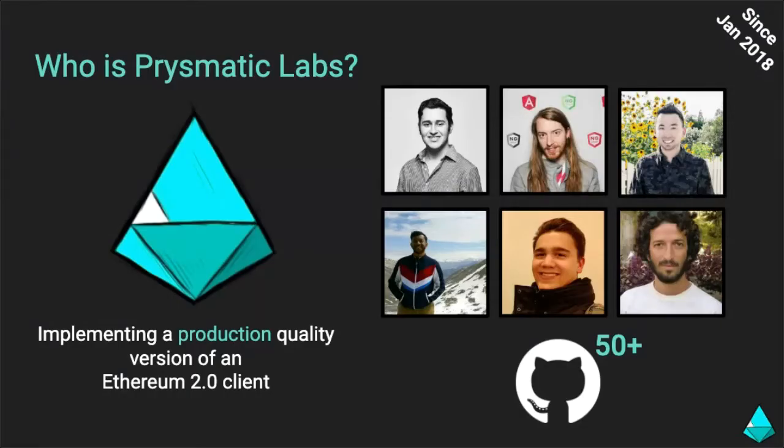Prysmatic Labs is a team of 6. We are implementing a production quality ETH2 client in Go. There's Raul, Preston, and myself, and there's Nishan, Ivan, and Shay. Also, a shout out to 50 awesome contributors who help us so much as well. I'll also mention that we're hiring, so if you're interested in joining us, feel free to send us an email.